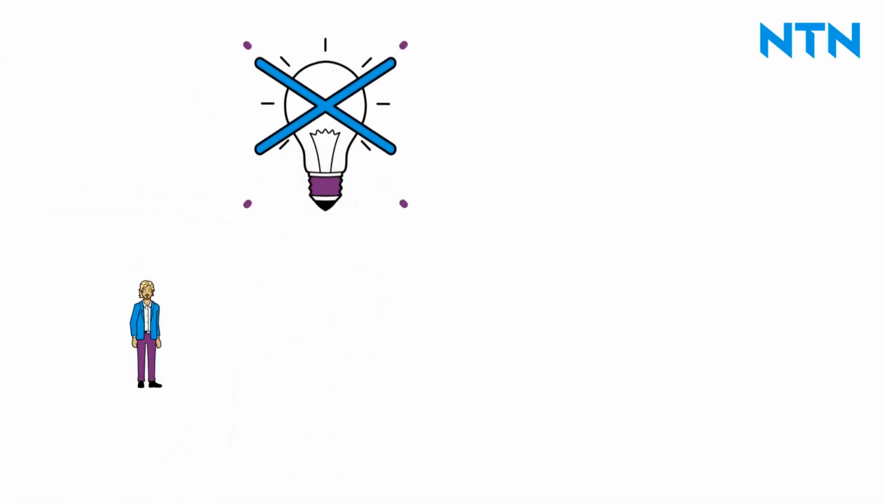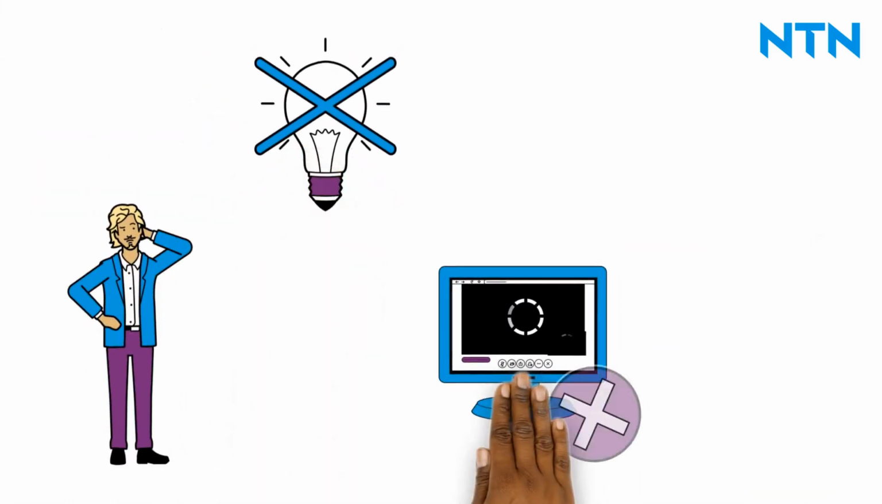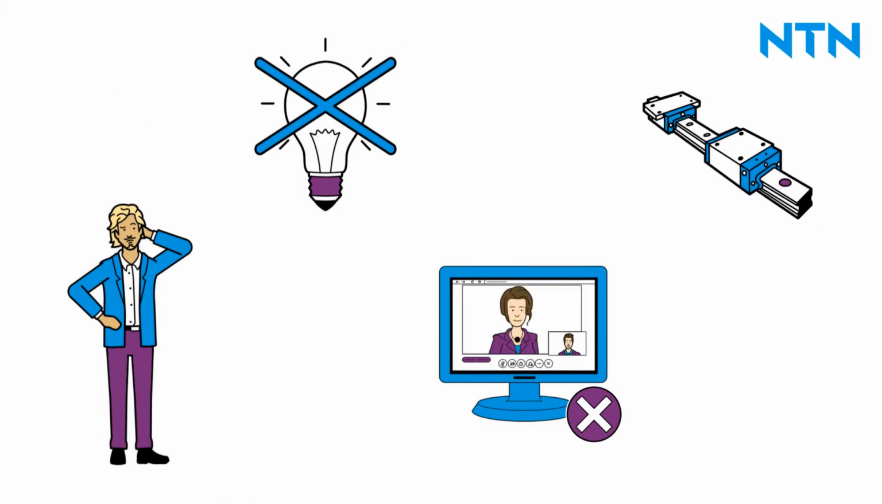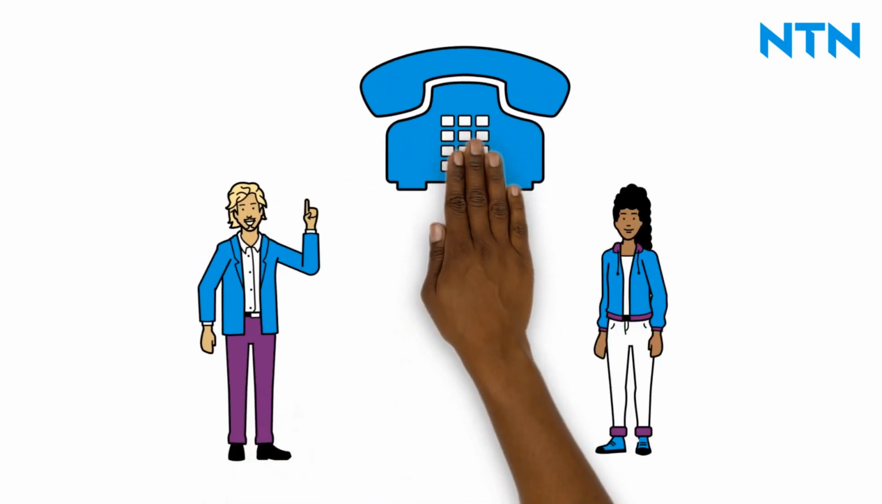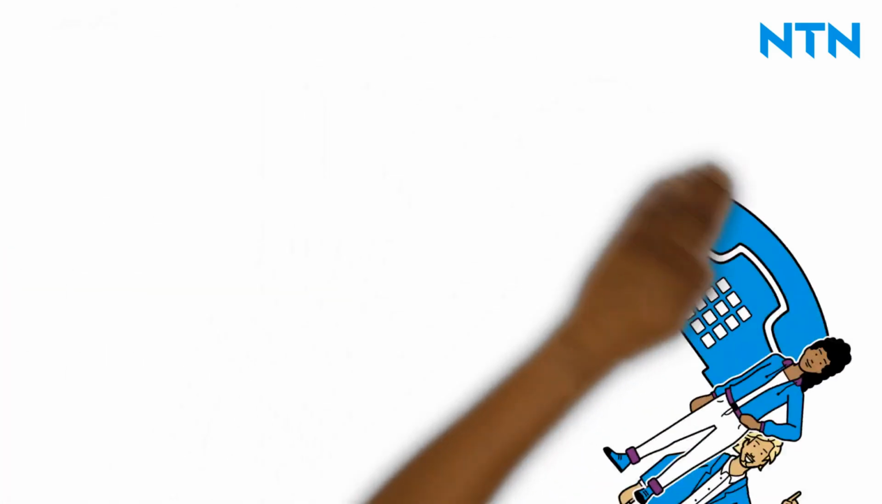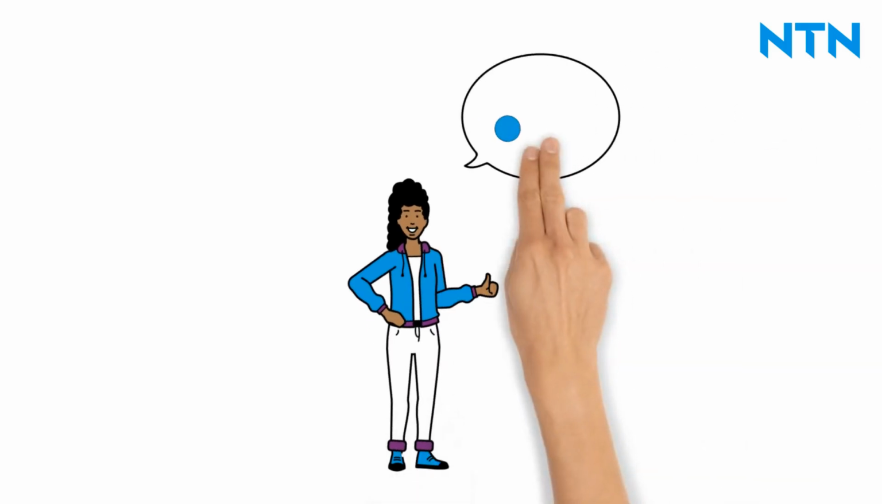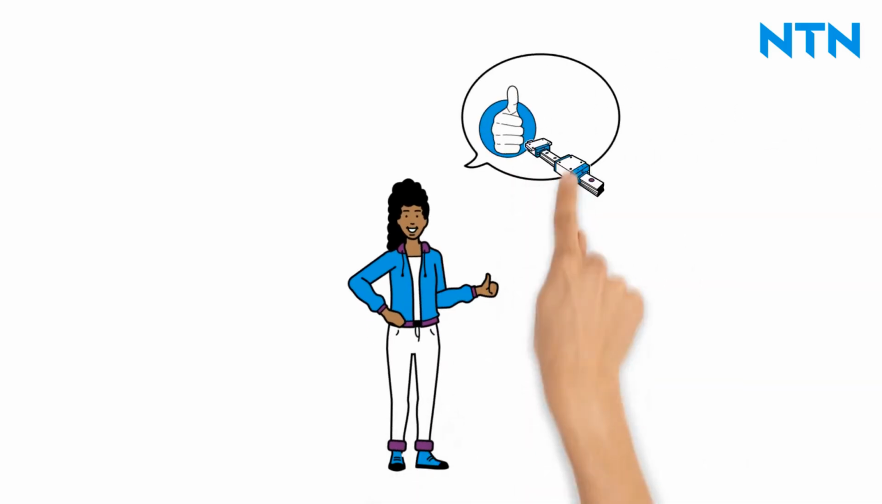Due to a power failure, Nils is unable to attend the online lecture on linear guides. After the lecture, Nils calls Nina. Nina says, "That's no problem. I'll briefly explain what was discussed today."